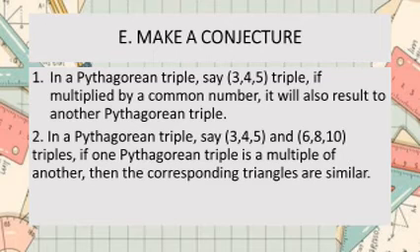In our investigation, we have stated two conjectures. First, in a Pythagorean triple, say 3, 4, 5, if multiplied by a common number, it will also result in another Pythagorean triple. Second, in Pythagorean triples, say 3, 4, 5 and 6, 8, 10, if one Pythagorean triple is a multiple of another, then the corresponding triangles are similar.